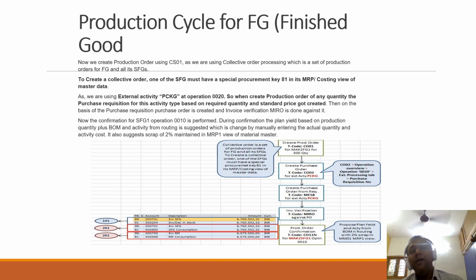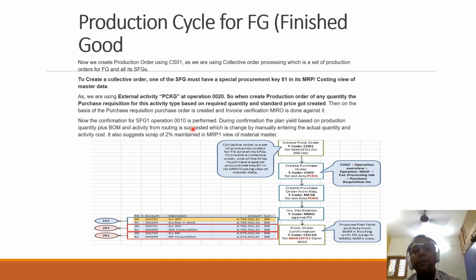Now we create the production order using CS01. We are using the collective order, which is a set of production orders for an FG and a semi-finished good. To create a collective order, one of the semi-finished goods must have a procurement key of 81. It is in the MRP costing view of the master data. As we are using an external activity, the packing is at operation 20. When you create a production order of any quantity, a purchase requisition of this type is created with the required quantity and the standard price.